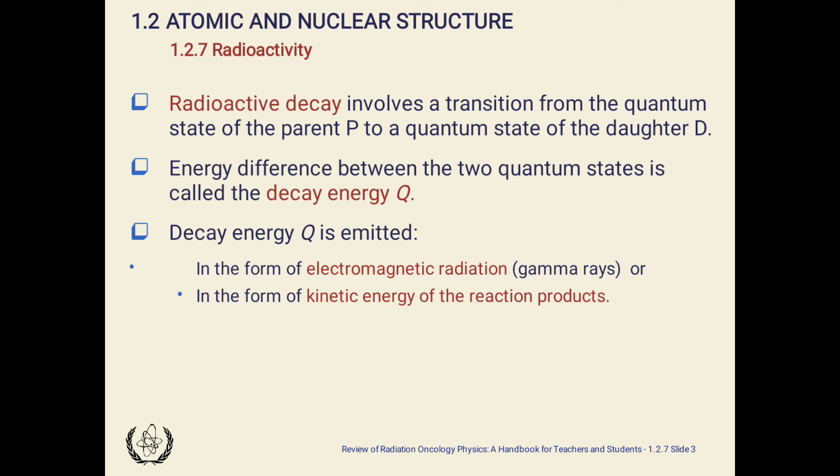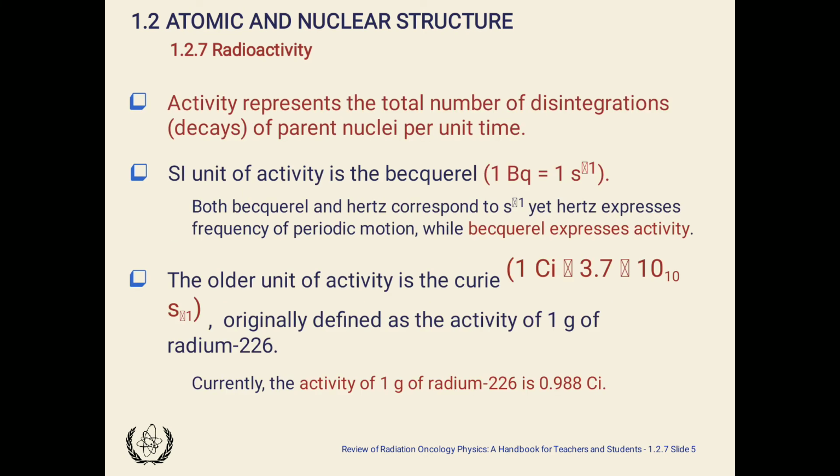The radioactive decay involves the transition from a quantum state of a parent P to a quantum state of a daughter D. The energy difference between the two quantum states is called the decay energy Q. This decay energy Q is emitted in the form of electromagnetic radiation, that is gamma rays, or in the form of kinetic energy of reaction products. Activity represents the total number of disintegrations, or decays, of parent nuclei per unit time. The SI unit of activity is the becquerel, where 1 becquerel is equal to 1 s^-1, that is, 1 per second.